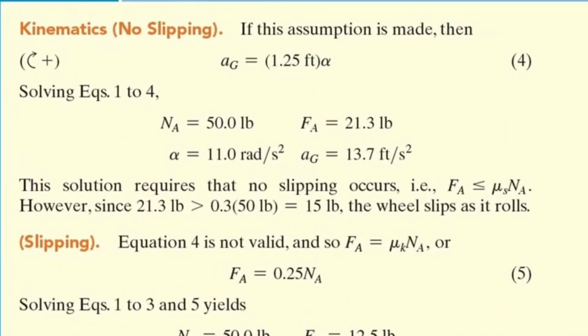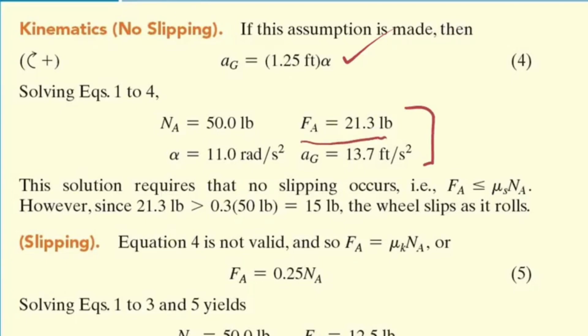So we're making the no-slip assumption first. We're going to assume that the acceleration of the mass center is the radius 1.25 feet times alpha. So you can solve those equations 1 through 4 and come up with these numbers right here. Now you need to make the check.